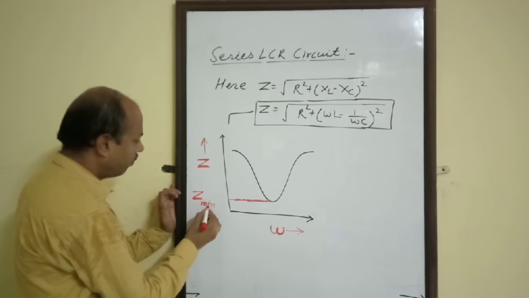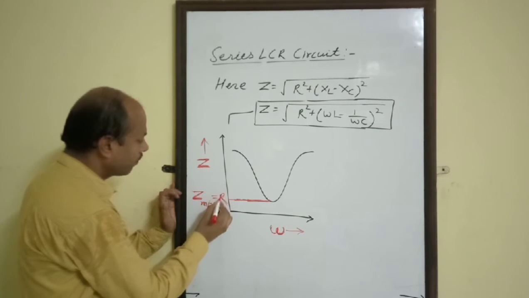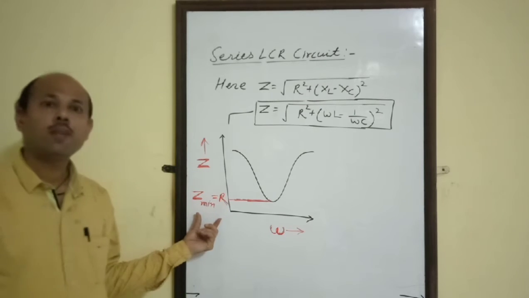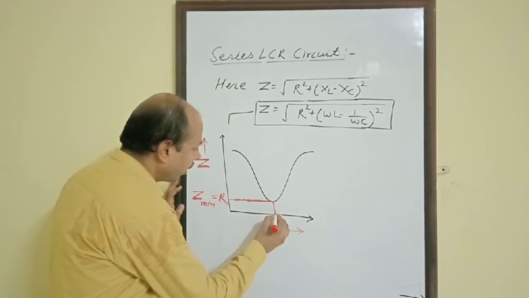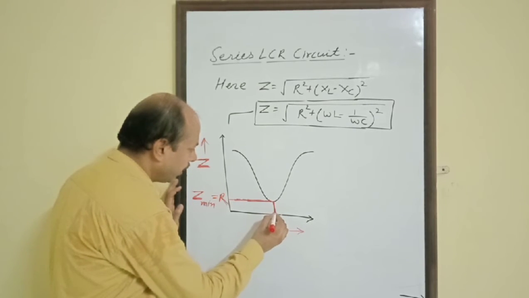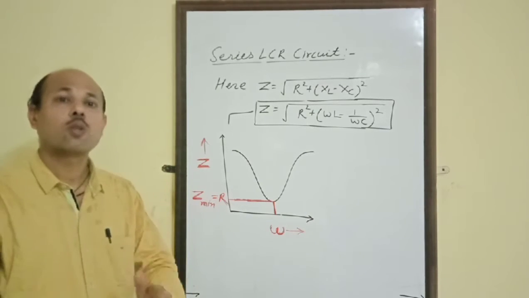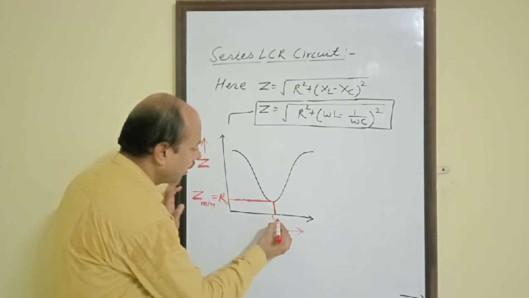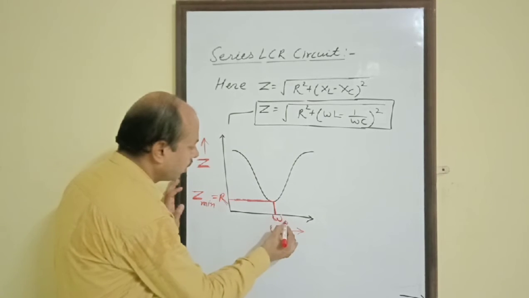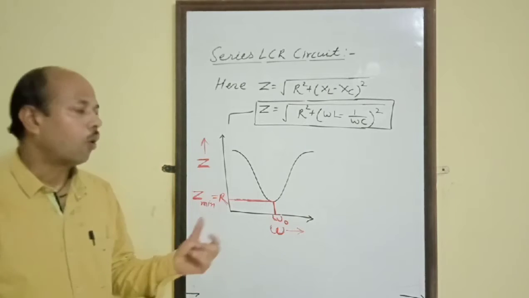This is the value of Z minimum, and it will be equal to R. Z minimum will be equal to R, and it can happen only at a particular frequency, and that frequency is known as resonance frequency. This concept we are just going to discuss, and this is denoted by omega naught, the resonant angular frequency.